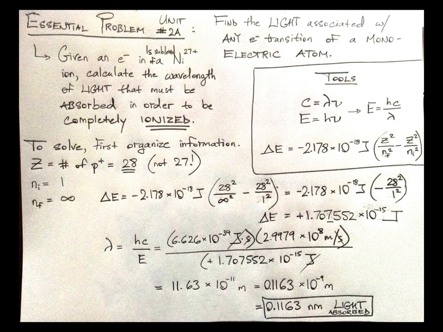Finally, we can simplify, and many times it's reported in nanometers. We have 0.1163 nanometers, according to the correct number of significant figures, and that is the light that must be absorbed.